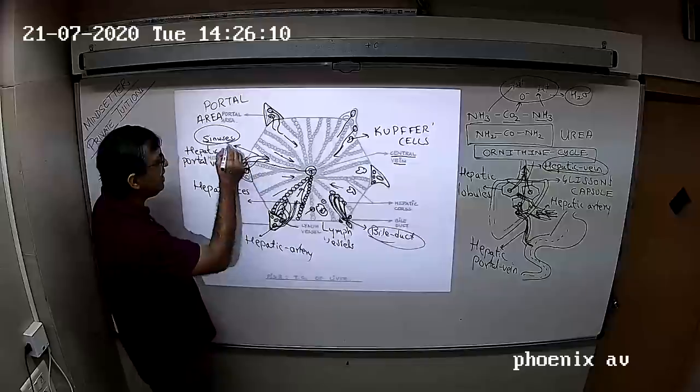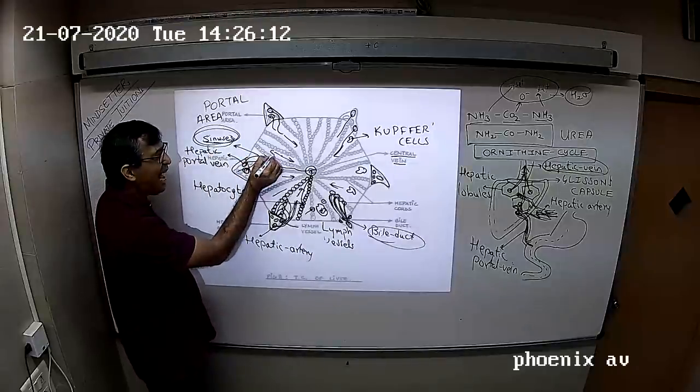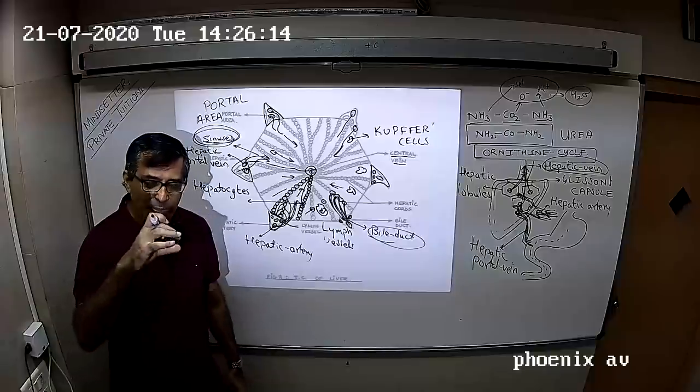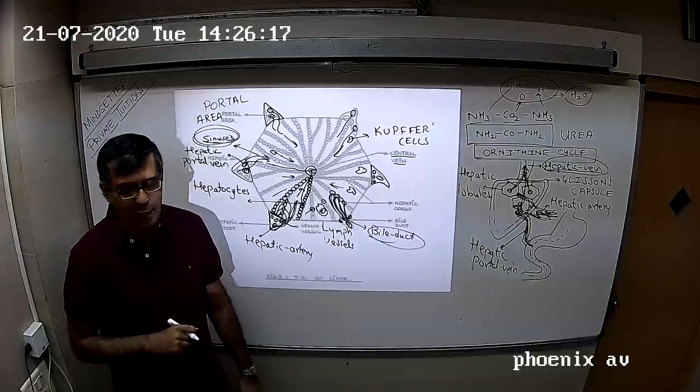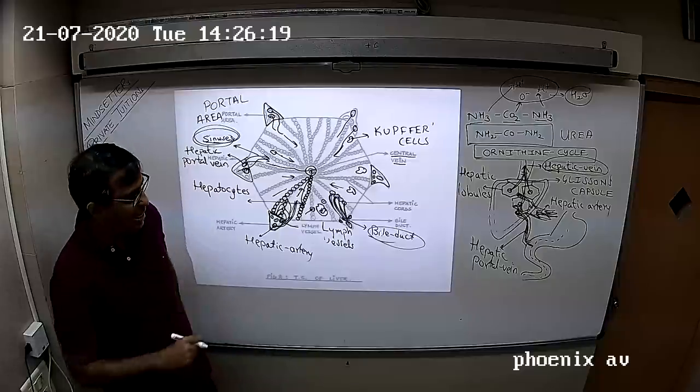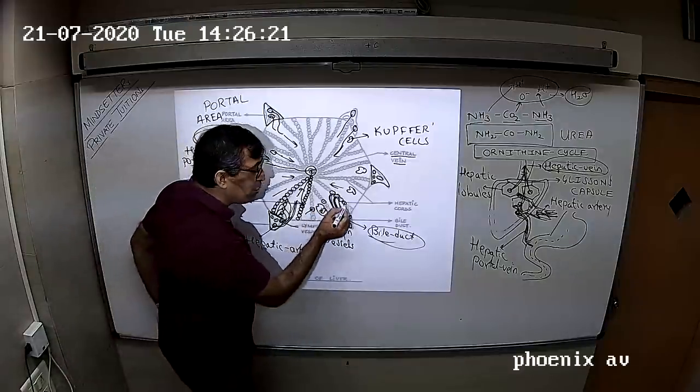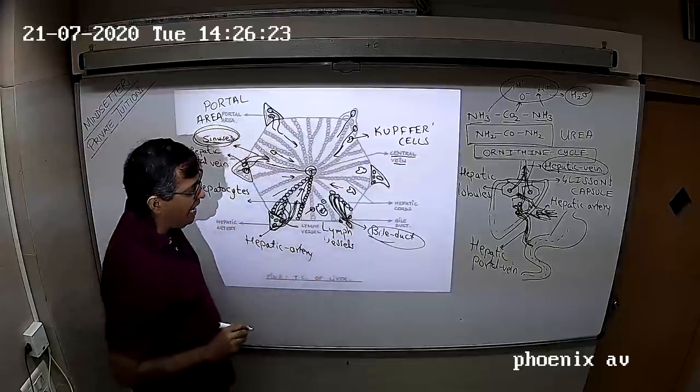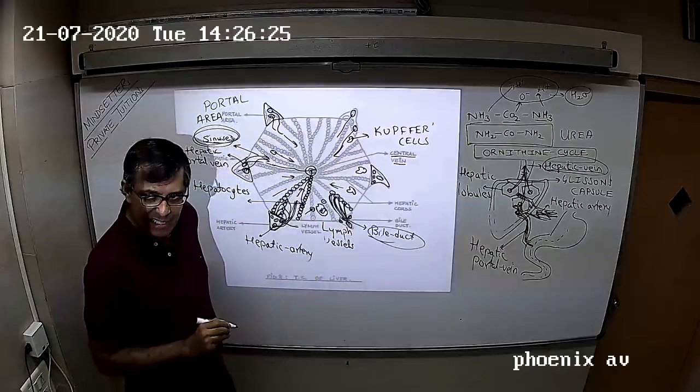Where are Kupffer cells situated in the sinuses? So in sinuses, Kupffer cells help in phagocytosis. And liver cells produce bile. Bile is produced by liver cells.